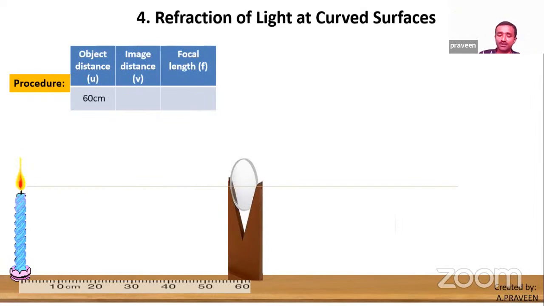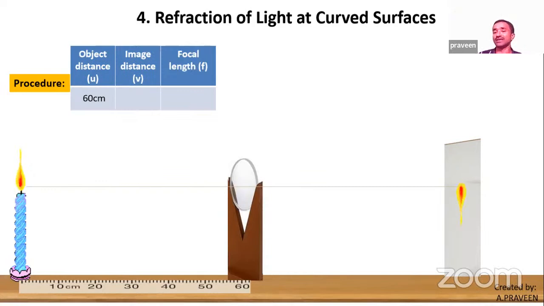Noticed. Next, obtain the image. So what to do? Move the screen to the other side of the lens. So take the screen. Then move it slowly away from the lens. So the image is obtained on the screen.